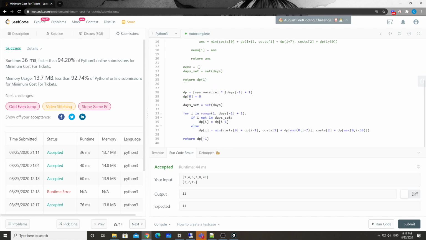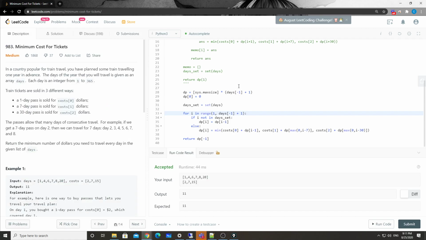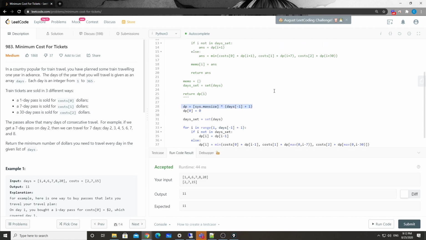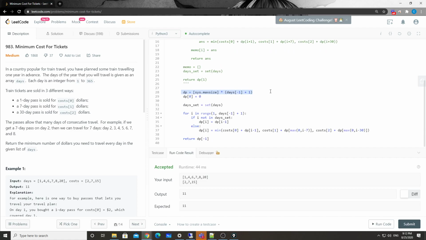But for the bottom up, all we have is just a for loop. So the time and space complexity is pretty straightforward. The time is O of n, where n is the length of the last day, and the space is also the length of the last day. I think that's pretty much it for this problem.